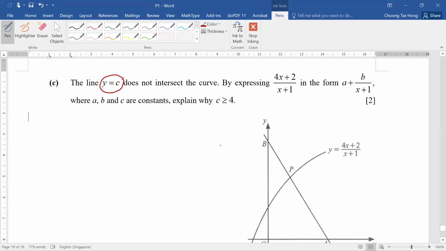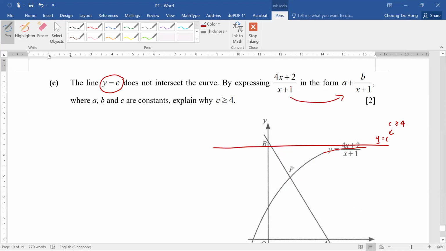Just imagine there's a horizontal line over here, y equals c. Why must this c be greater than or equal to 4 such that the line will not intersect the curve? In other words, if c is less than 4, it will intersect. So what they are asking you to show is why the y value of the curve can never be 4 or greater, because if it is, then it will intersect the line y equals c. But they give you a clue by expressing this in this form.